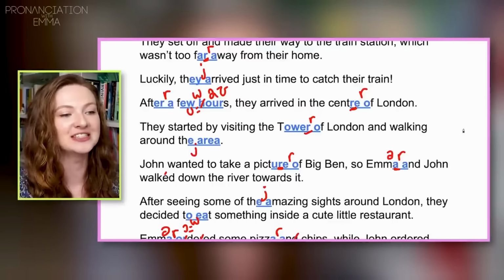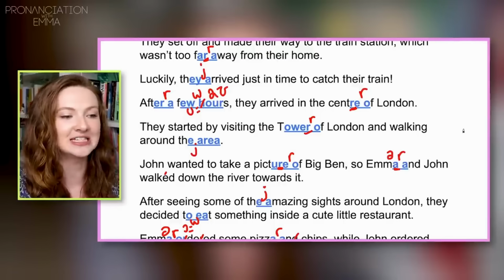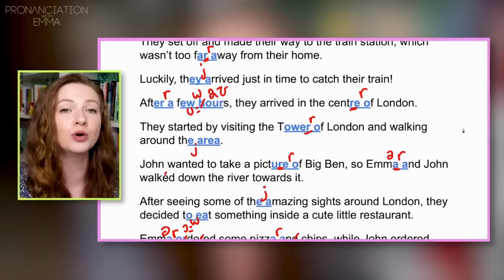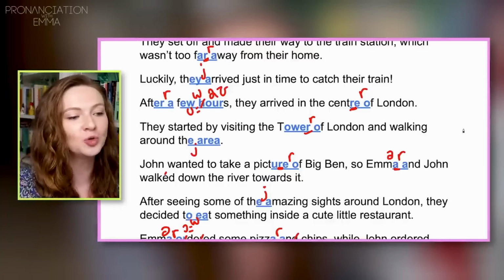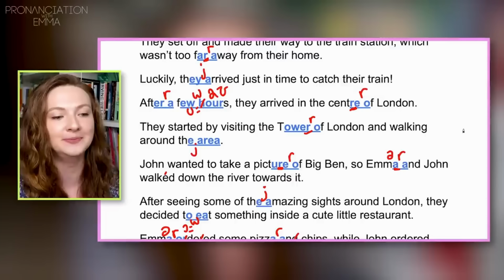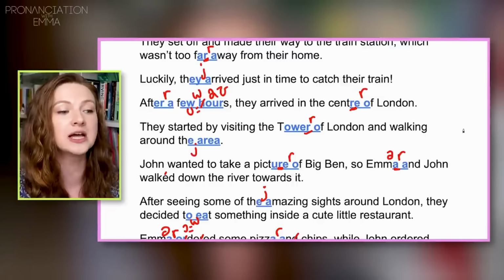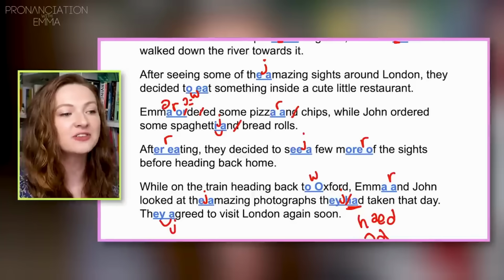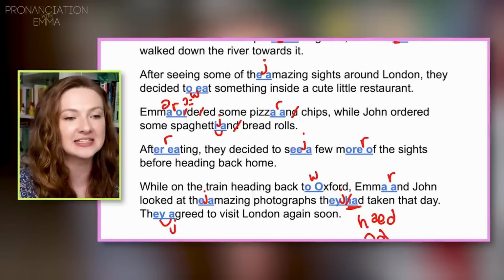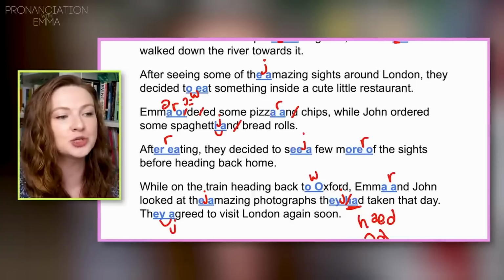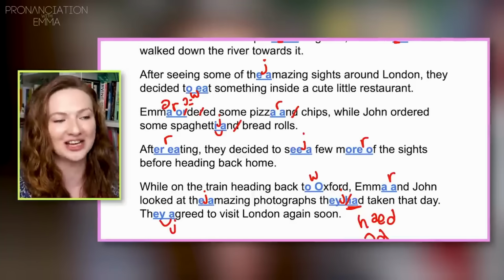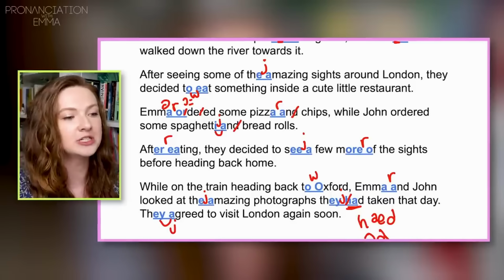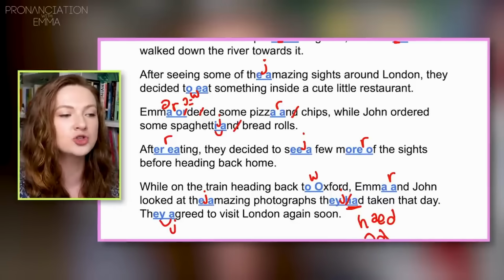After a few hours, they arrived in the centre of London. They started by visiting the Tower of London and walking around the area. John wanted to take a picture of Big Ben, so Emma and John walked down the river towards it. After seeing some of the amazing sights around London, they decided to eat something inside a cute little restaurant. Emma ordered some pizza and chips, while John ordered some spaghetti and bread rolls.